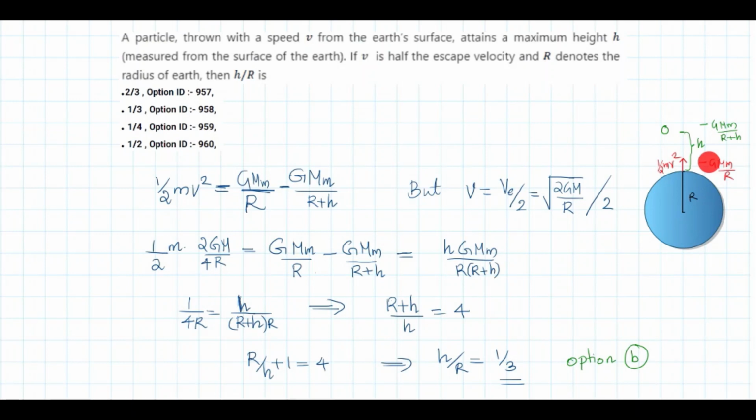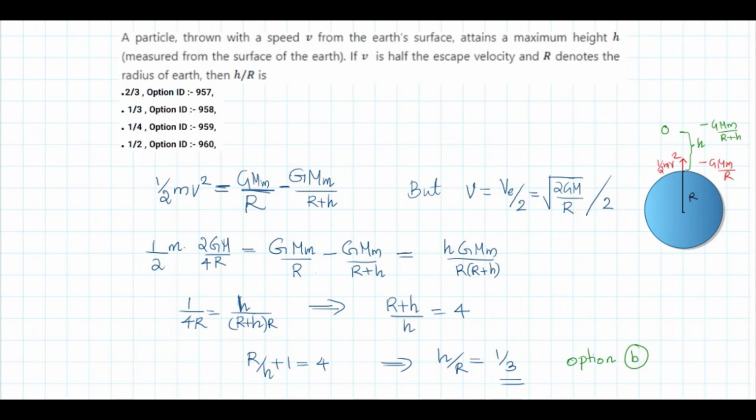Here you have to use the standard expression minus GMm by r for the potential energy. Minus GMm by capital R on the surface of Earth, and at a height h it becomes minus GMm by R plus h. So these are the potential energies on the surface of Earth and at the maximum height. So we got potential energy and kinetic energy at both these points.